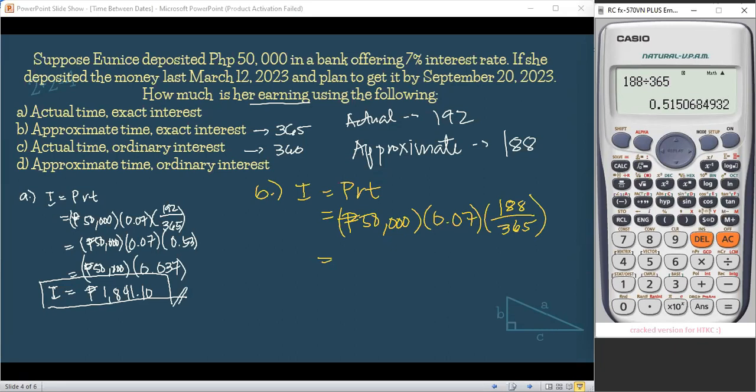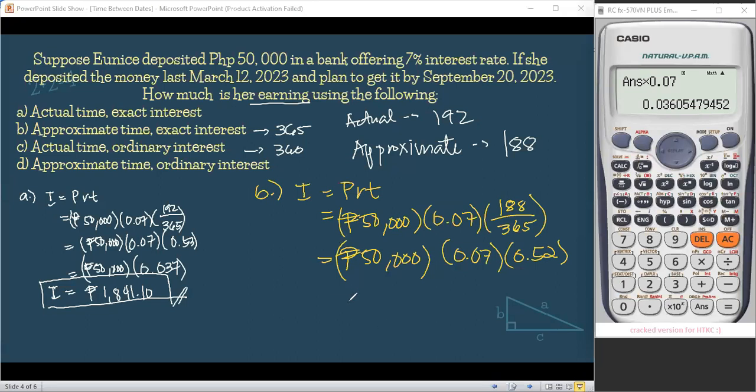So 188 divided by 365, that is equal to 0.52. So 50,000 times 0.07 times 0.52 approximately. Sabi ko nga po, dire-diretso lang, huwag po magra-round off sa calculator. Times 0.07, that is equal to 0.036 again. Or that is 0.037 again.